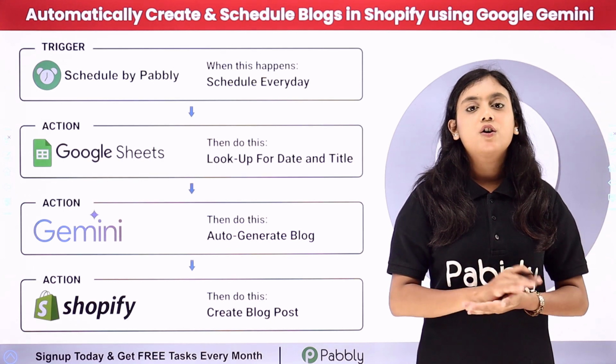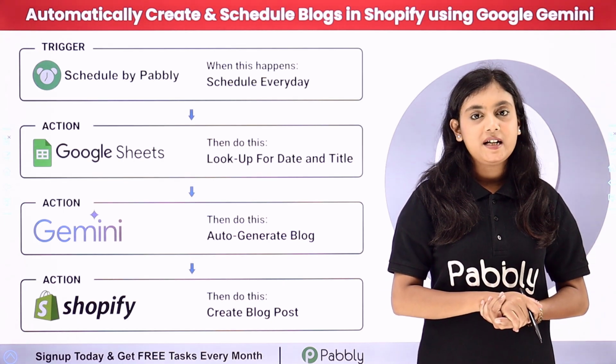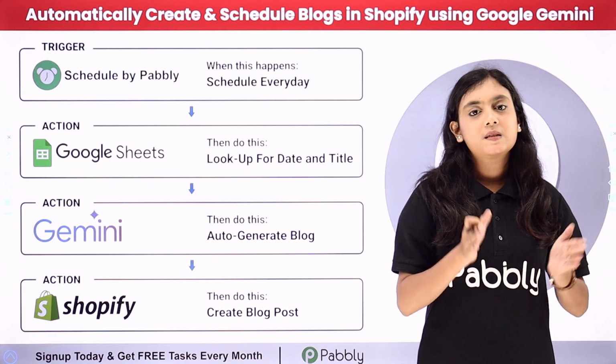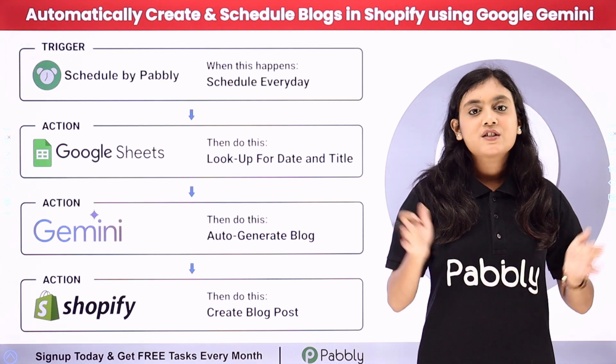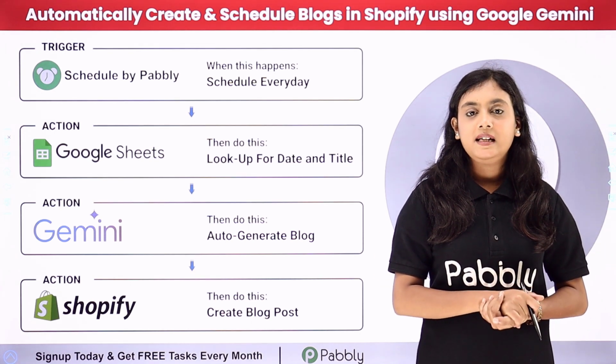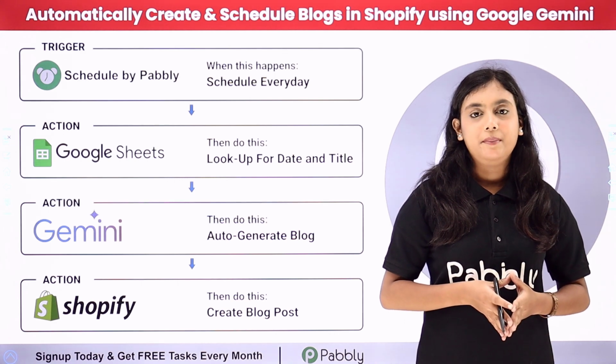I've created a record of the titles of my vlogs in my Google Sheets with the date of the publishing of the specific title as I've created the record of them in my spreadsheet. So here I'm not going to do all of this manually. I'm going to create an automation using Pabbly Connect.